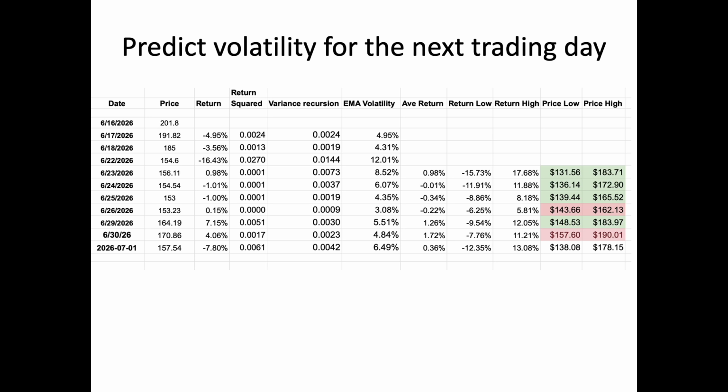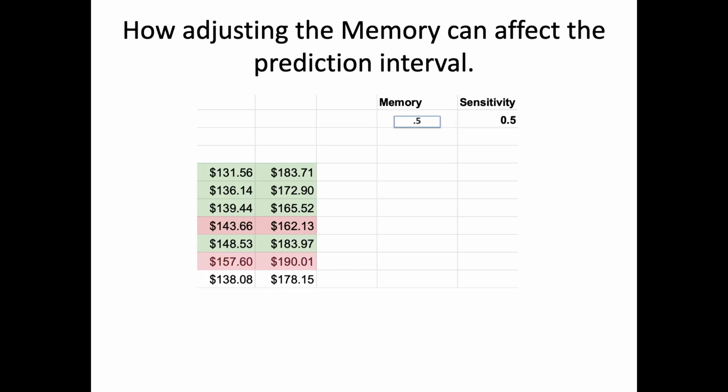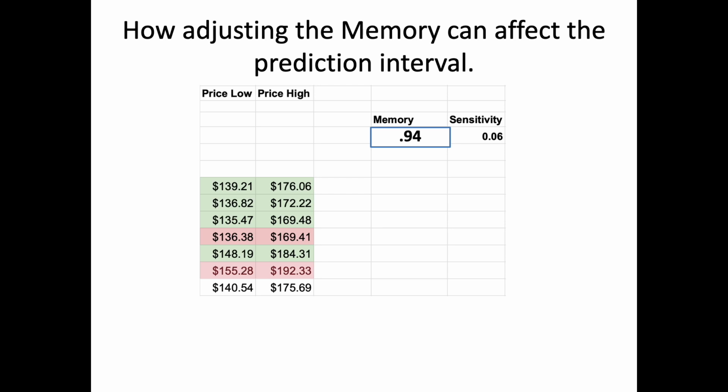Green means it hit, and red means it missed. With memory set to 0.5, the model reacts fast to recent moves, giving a wide band of 138 to 178. Bumping memory to 0.94, the industry standard, smooths things out and tightens the band to 140 to 176.